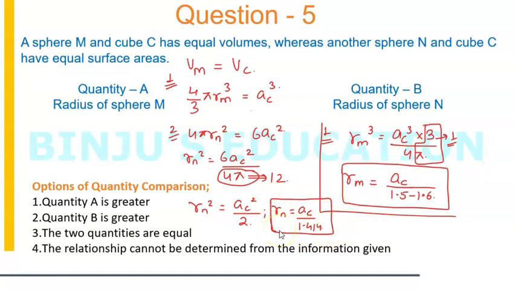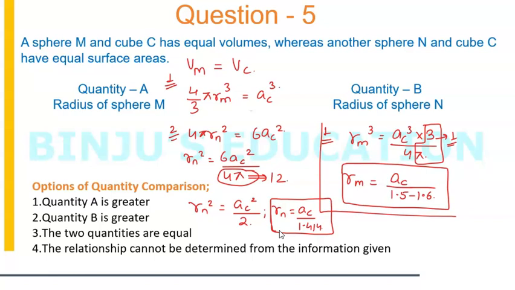Now I do not know the exact value of cube root of 4, but I know it's roughly around like 1.5, 1.6. But one thing is for sure, it has to be greater than 1.4. That's definitely true. So the value of Rm will be AC divided by 1.5, 1.6, and the value of Rn will be AC divided by 1.414. Now the denominator for Rm is greater.